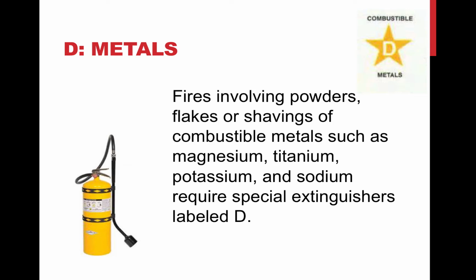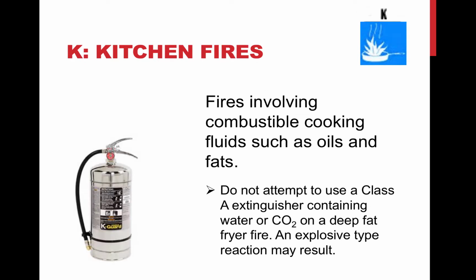Type D extinguishers are very specifically for metals. Fires involving powders, flakes, or shavings of combustible materials such as magnesium, titanium, potassium, and sodium require special extinguishers labeled Type D. They're for use on only combustible metals. Type K is for kitchen fires, which involve combustible cooking fluids such as oils and fats.